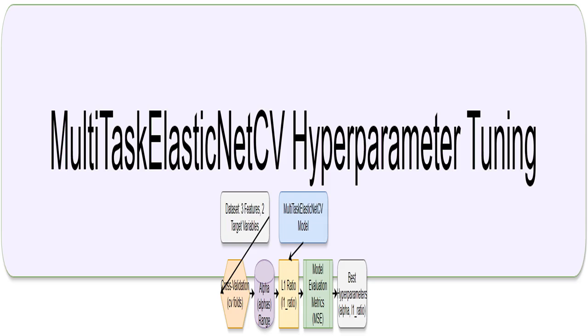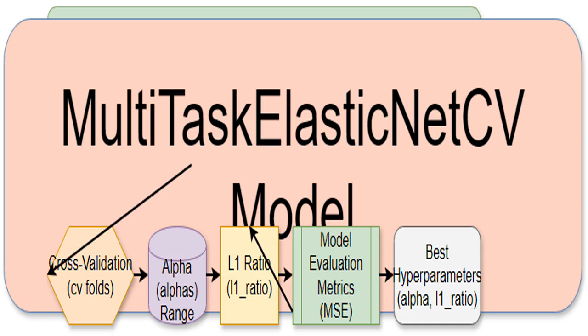I'm using MultiTaskElasticNetCV, which automatically tunes 2 key parameters, ALPHA and l1_ratio, using cross-validation. It's like it's searching for the best combination to make the model accurate and avoid overfitting. I'm using Sklearn's MultiTaskElasticNetCV, a machine learning model that is perfect for handling multiple regression problems simultaneously. It combines LASSO, L1, and RIDGE, L2, regularization for improved performance.